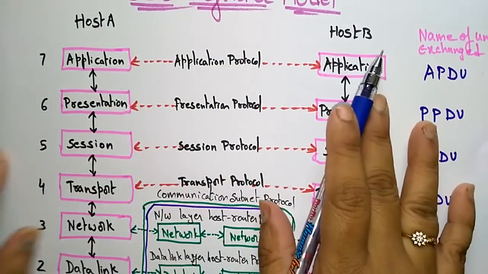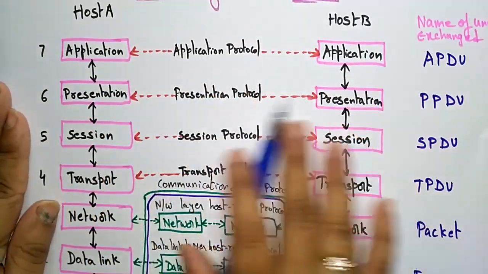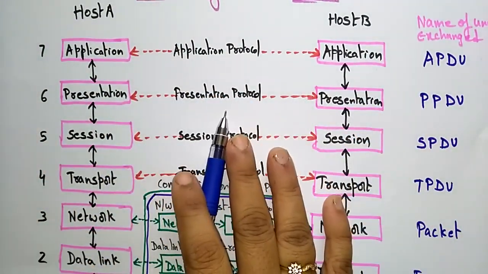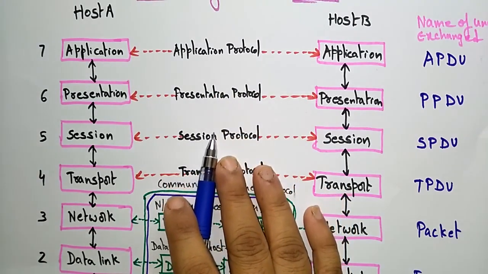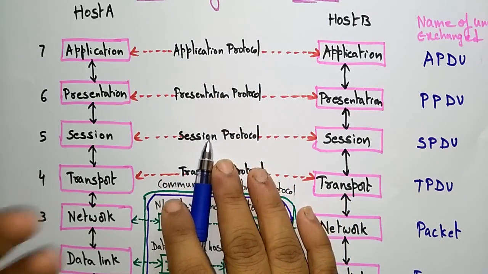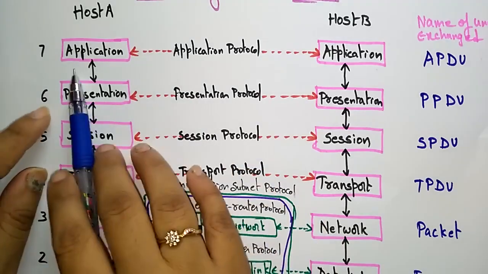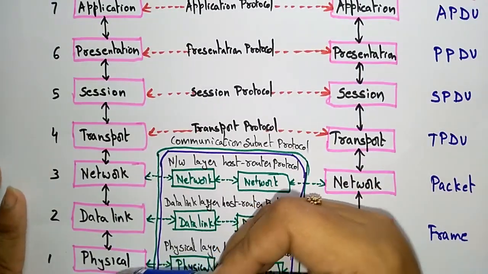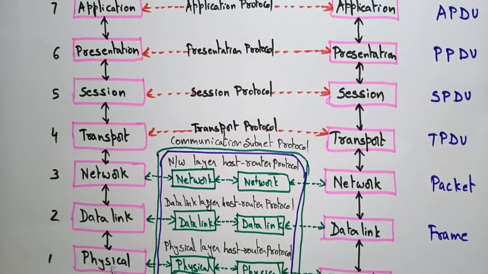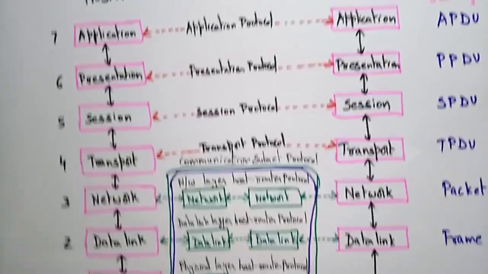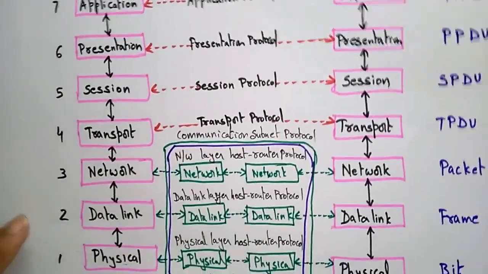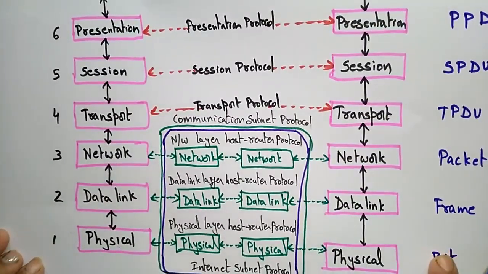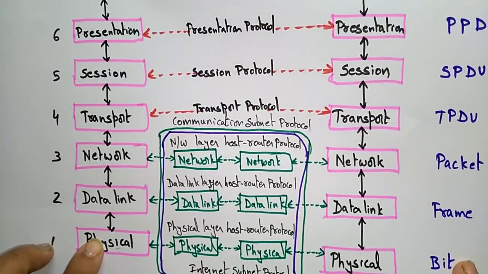This host A is having 7 layers and the host B is having 7 layers. So the communication between these layers, you call it a protocol. A protocol is nothing but a set of functions that have to be implemented. So the first layer is the physical layer. In this physical layer everything is in the form of bits. So the name of the unit exchanged for this physical layer is bit, meaning in the form of ones and zeros.